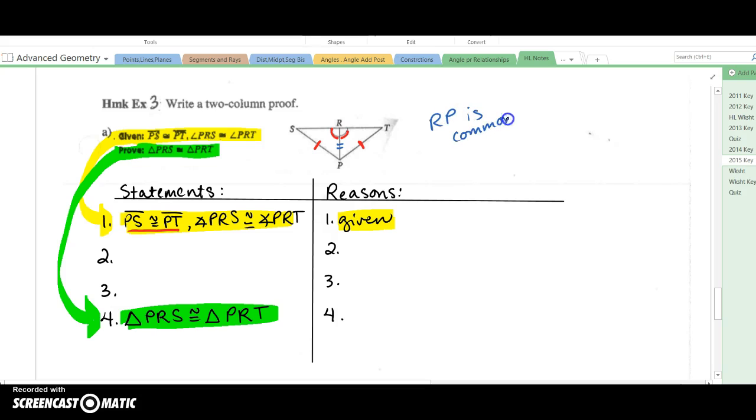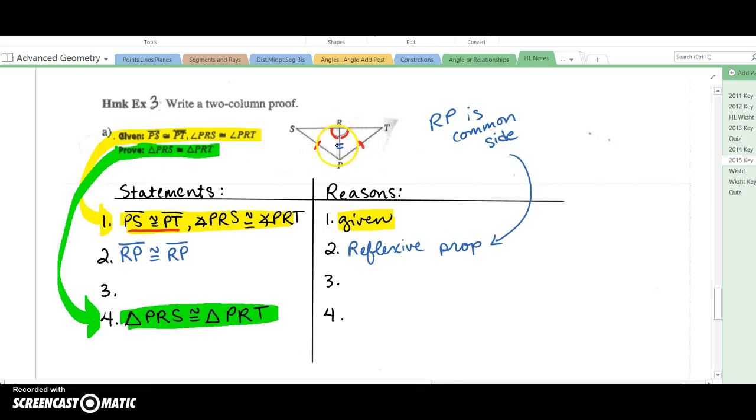Anytime I mark up something or go through my checklist and find something, I'm going to come down here and write that in my proof. The way that we say that in our proof is one of two ways. You can either say RP is congruent to RP by reflexive property, or you can say RP is congruent to PR, and if you flip the last two letters like that in the segment, then instead of using reflexive property, I can use symmetric property.